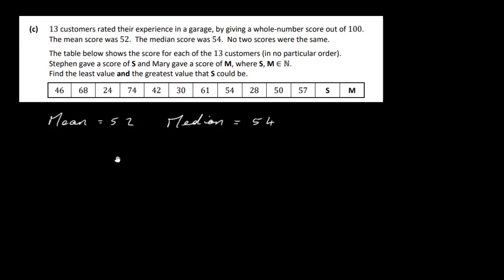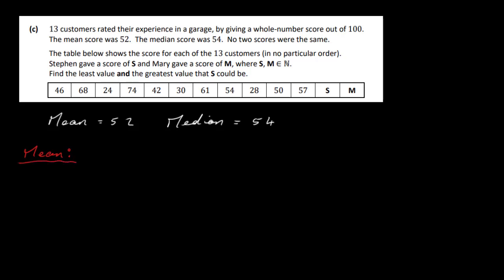So let's see, the table below shows the score for each of the 13 customers in no particular order. Stephen gave a score of S and Mary gave a score of M, where S and M are natural numbers, so they're whole numbers, and find the least value and the greatest value for S. Okay, so first thing I'm going to do is just have a look at the mean, and then we'll have a look at the median and just see what we can do after that.